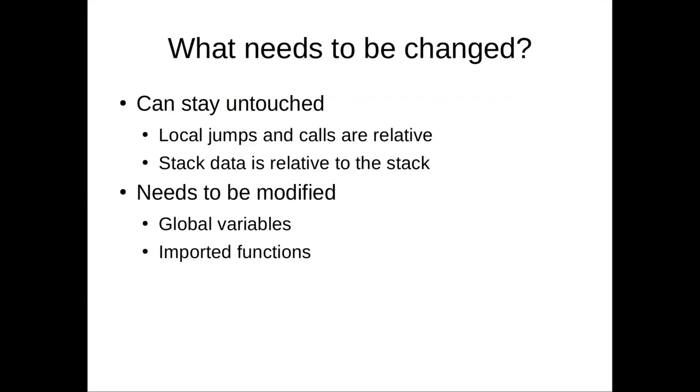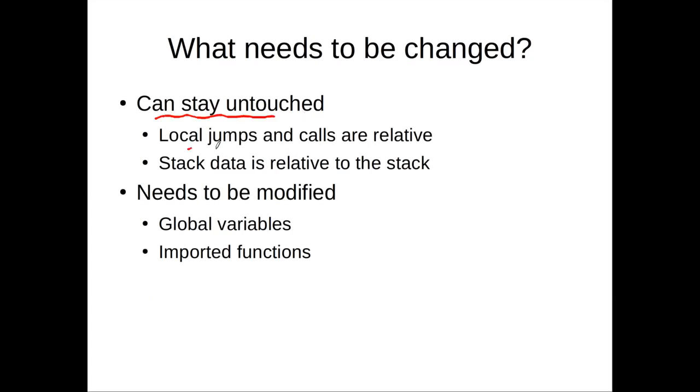So what is there in the code section? We looked at the code, we know how functions are organized, we understand the calling conventions, we understand the local and global variables and even heap variables to some degree. The question is, what needs to be changed? So first of all, what can stay untouched?